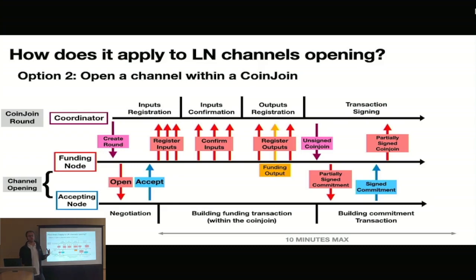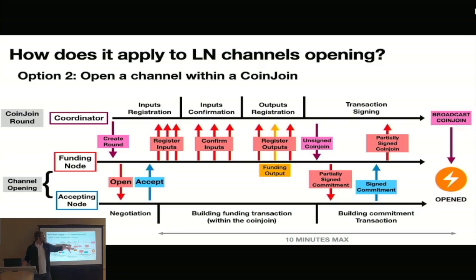Then the coordinator needs to wait to receive the other signatures for the CoinJoin. You have to receive signatures from everyone. And it will finally broadcast the CoinJoin transaction, which includes the funding outputs, and therefore the channel is open. So, as you can see, now that everything is pretty crowded, there is no real difficulty. The two processes really blend together. The main difficulty is the 10-minute time frame.